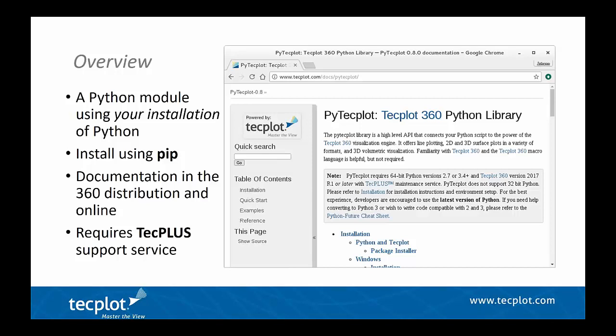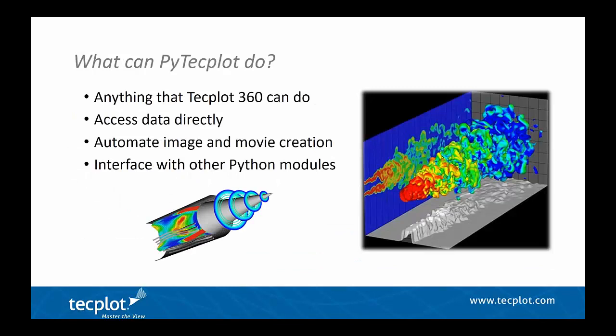So let's move on to our first question. Again, all of these came directly from you. So first question from one of our users is, what can PyTecplot do? Well, PyTecplot really can do anything that the Tecplot 360 engine can do. It can access data directly. It can create images, movies. It can interface with other Python modules because it is just a Python module itself. And I will say something about the Tecplot engine: it is really the underlying core of Tecplot 360. So it has all of the rendering, all of the data loading, and all of the CFD analysis processes within it, and can all be controlled from Python using the PyTecplot API.